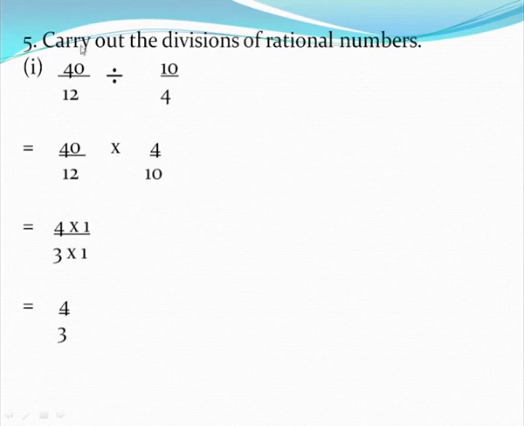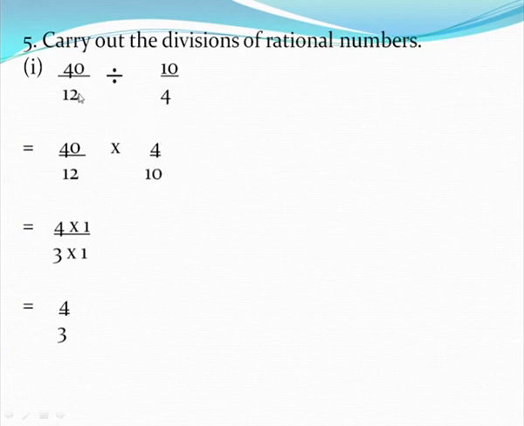Question number 5. Carry out the divisions of rational numbers. The first one is 40 upon 12 divided by 10 upon 4. Just now we have seen reciprocal or multiplicative inverse. Here what we are doing while dividing? Dividing one number by another means multiplying the first number by the reciprocal of the second. Again I am repeating, dividing one number by another means multiplying one number with the reciprocal of the other.